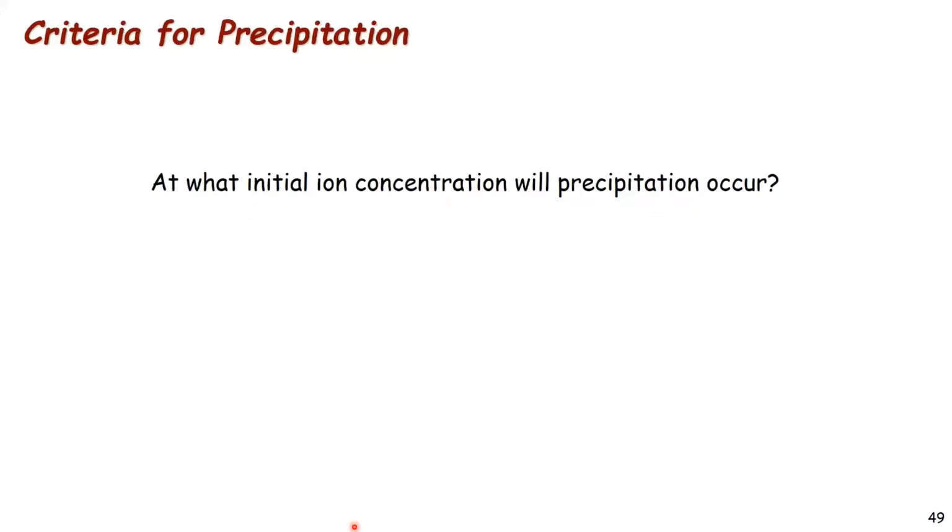Let's talk about the criteria for precipitation. A lot of times what I want to know is when will an ion begin to precipitate out of solution? That oftentimes is a very important question. So again, if you don't want to form gallstones, you need to know what the concentration of the oxalate ion is in your blood, so that you know to control your diet to try to reduce that.